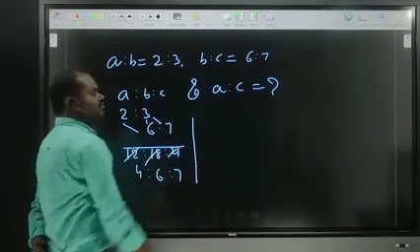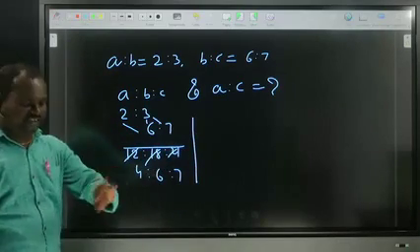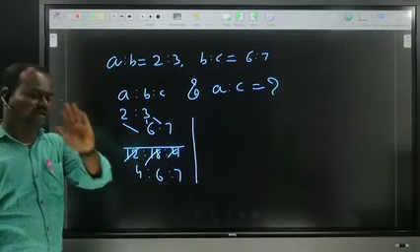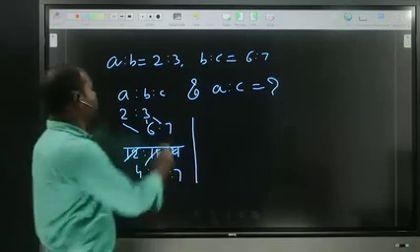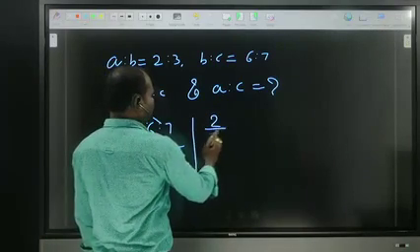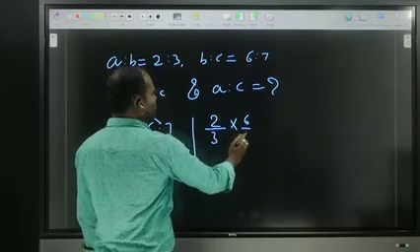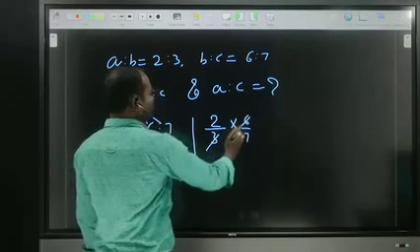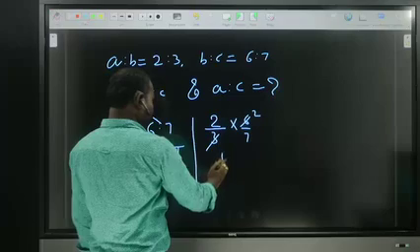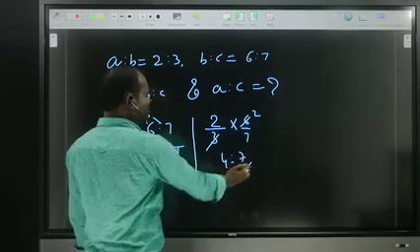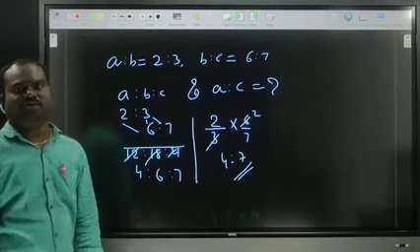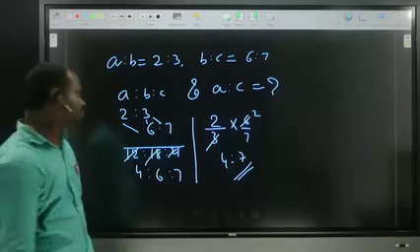And one more is A is to C. Whenever we require the ratio for the first and last, how to approach? Write down the ratios beside each other. A is to B means 2 is to 3, into the next one, 6 by 7. 3 2s we can cancel. So what is the answer? 4 is to 7. Right? Now we are moving to the next example.